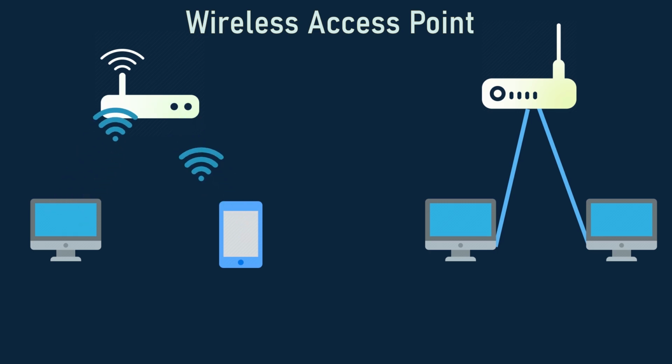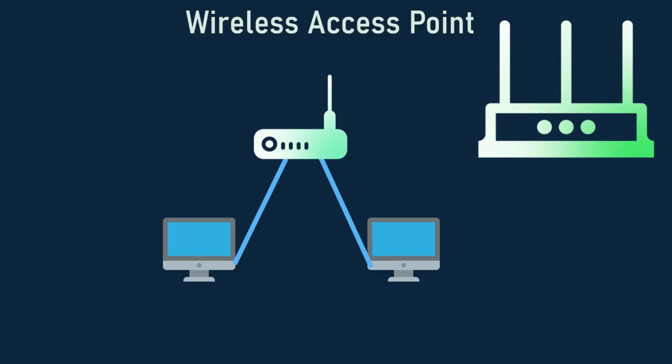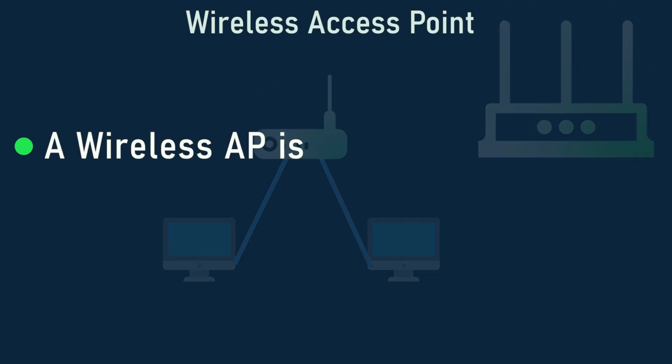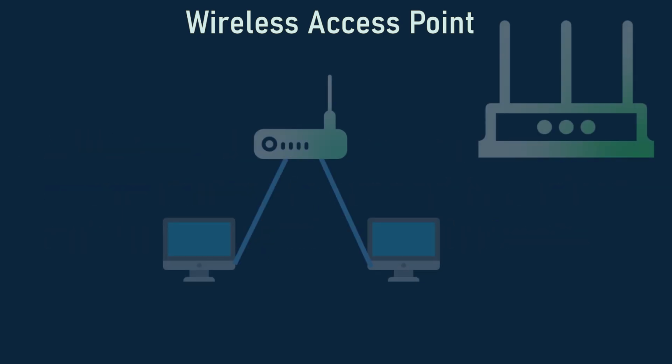Now let's say that you have a wired router that does not support wireless connectivity and you want to enable wireless connectivity so that devices can connect to the network wirelessly using Wi-Fi. This is where the wireless access point comes in to solve the issue. A wireless access point is a network device that allows devices to connect to a network using Wi-Fi or wirelessly.